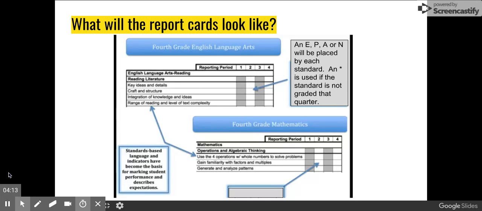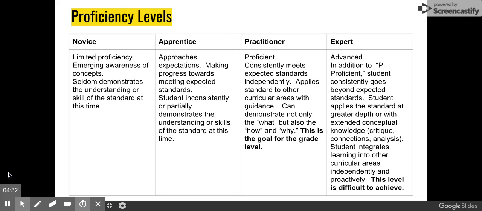Well, here's a sample. Instead of only grades for math, reading, science, and social studies, we're giving grades to each of the major standards in each subject. You're going to see standards with grades E, P, A, or N, or in the first half of the year, you may see an asterisk, meaning the teacher has not assessed yet on that standard.